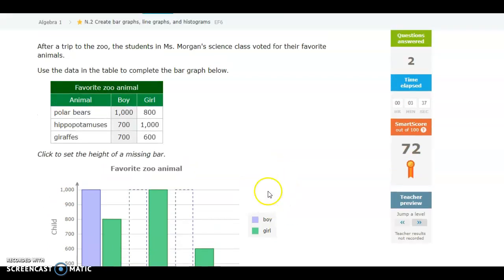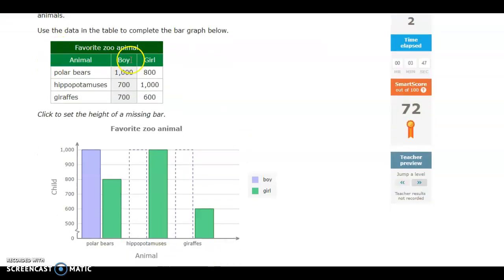So it says, after a trip to the zoo, the students in Mr. Morgan's science class voted for their favorite animals. Use the data in the table to complete the bar graph below. So I'm going to look at my table here. It says favorite zoo animal. They have 3 different animals, and they broke it down between boys and girls.